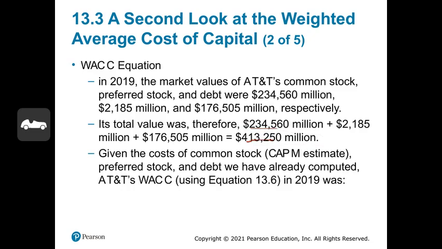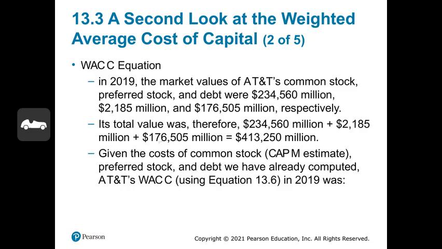And then we're going to take the preferred stock, a much smaller portion. What portion is that of the total 413,250? And then what portion is the debt? I think I might have had them out of order. So it's common stock first, then preferred stock, then the debt.